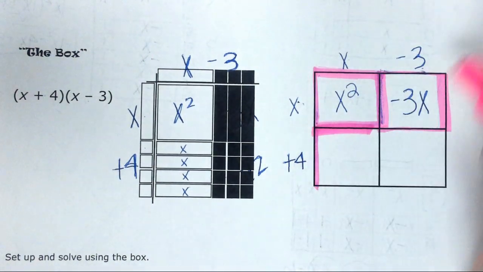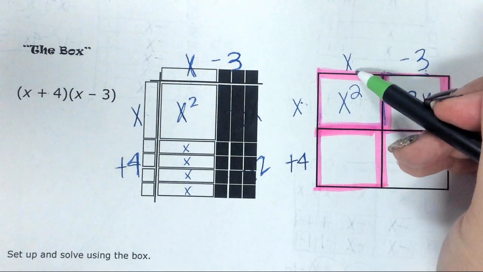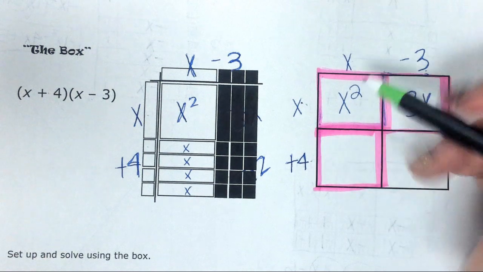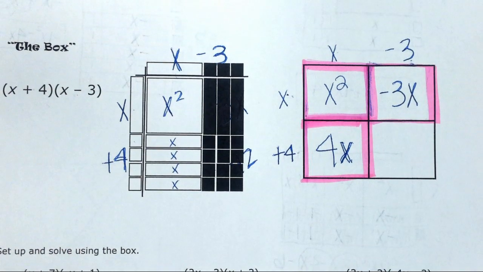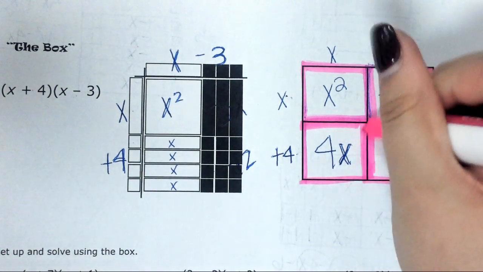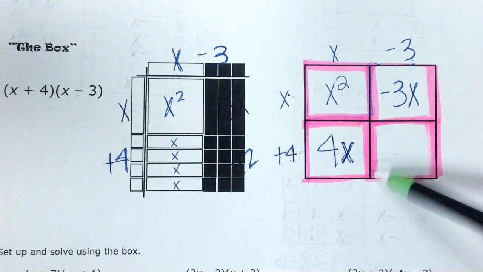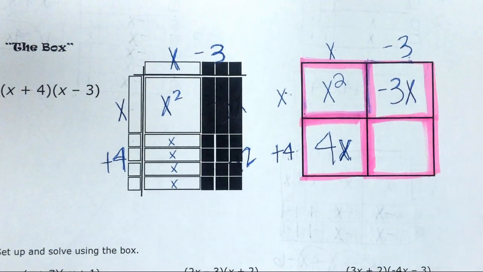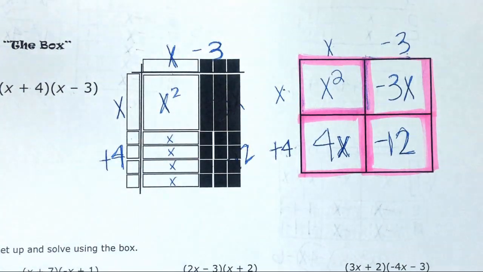Okay. Now for down here, I know that this is 4. How long is it? X times, it's up here. 4 times x is 4x. And then, last but not least, this box right here, that's 4, because that's how long this is, times negative 3 is negative 12.